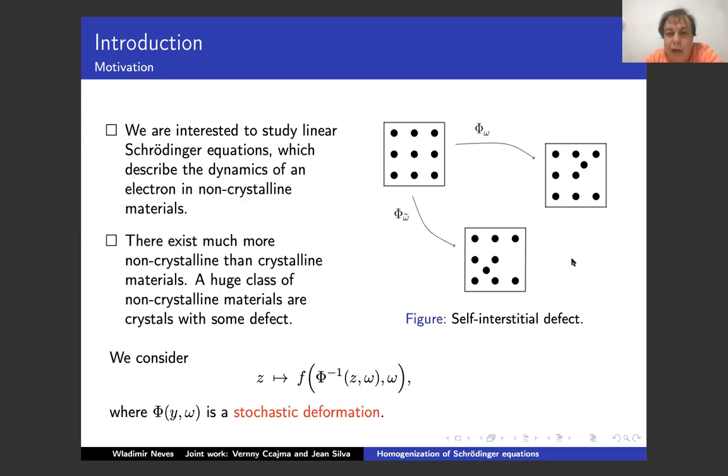The name deformation comes from deformation in the sense of continuum mechanics. Instead of omega, you could think that it should be the time. So you are deforming your structure not with time as a parameter, but with a parameter which is stochastic. So somehow we are going to consider functions from Z to F. This F, you are going to compose with the inverse of phi. This phi will be a diffeomorphism. And here you are considering that F is a stationary function. We are going to give these details in the following.